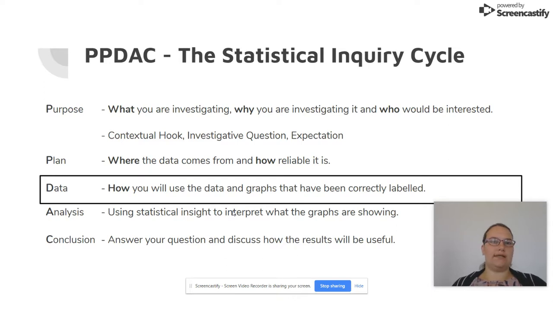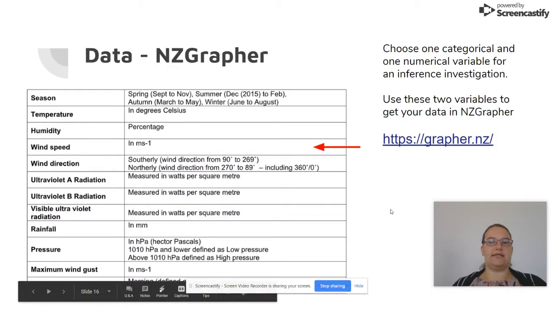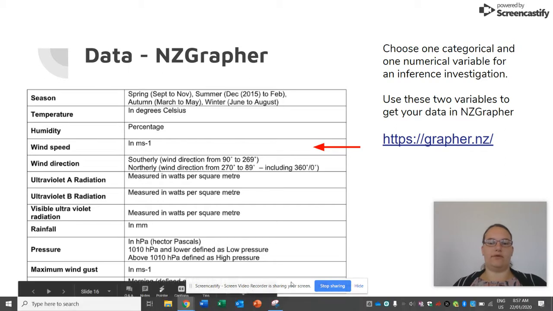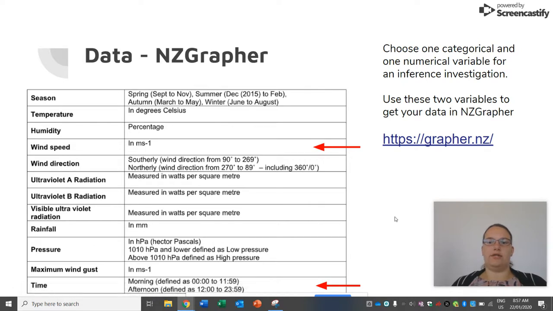So once we know where the data's come from and we have access to that data, we need to be able to use it, and we need to produce graphs that are just going to help us make our inference. So this is the data, the variables that were given from the weather data from Otago University. I need to choose one categorical and one numerical variable for my inference investigation. I need to use these two variables and put my data into NZ-Grapher. Okay, and the link for NZ-Grapher is here.